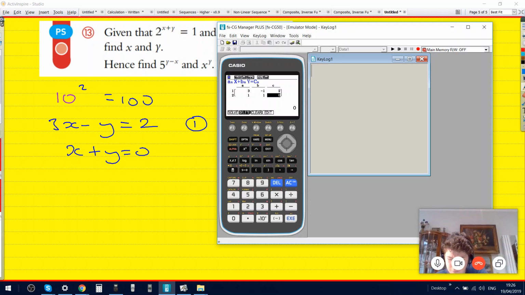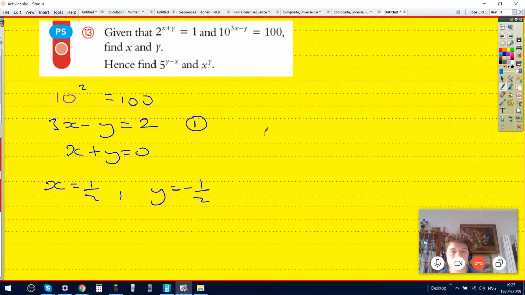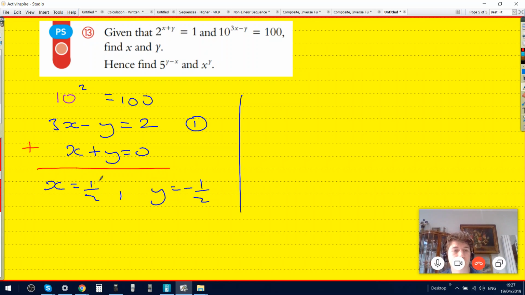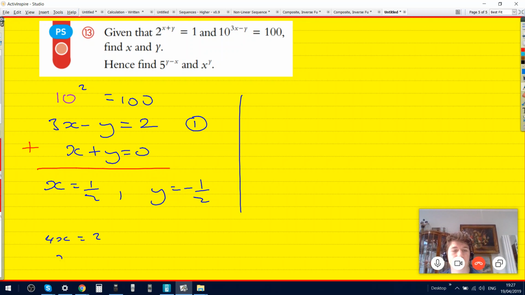I get a half and minus a half. x is a half, y is minus a half. There you go. How would we do it just on paper? You could add both of them together. What would you get? So 4x equals 2. And so x equals? x equals a half. And then you would substitute it in. And so y must be minus a half to get 0.